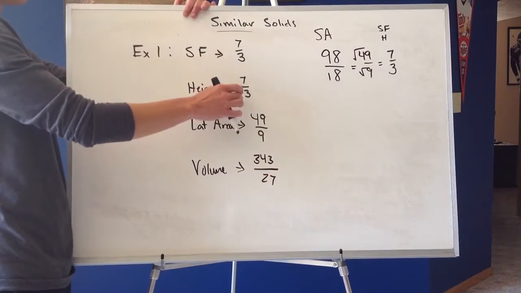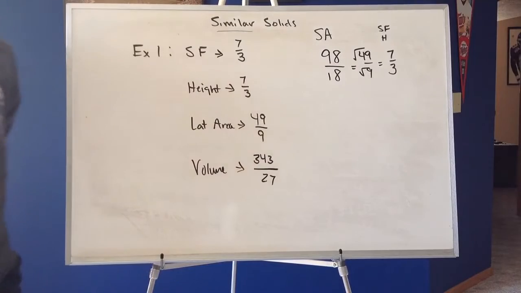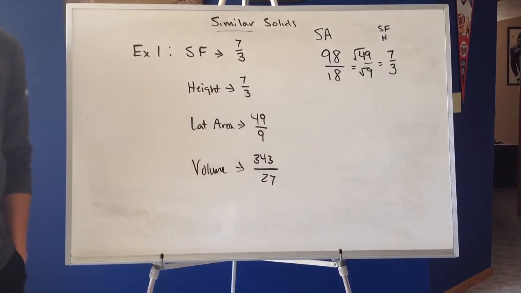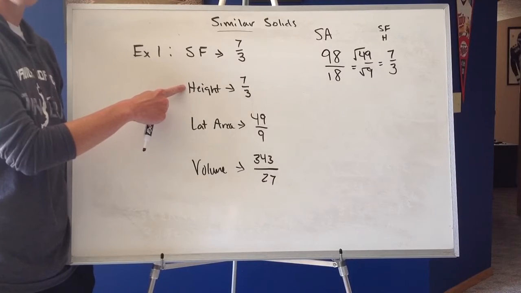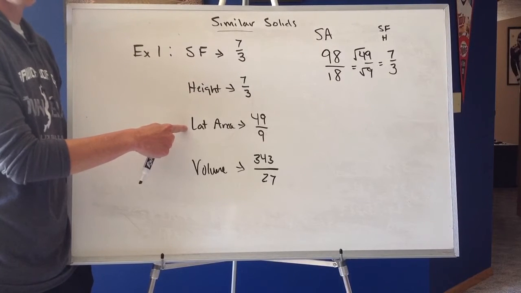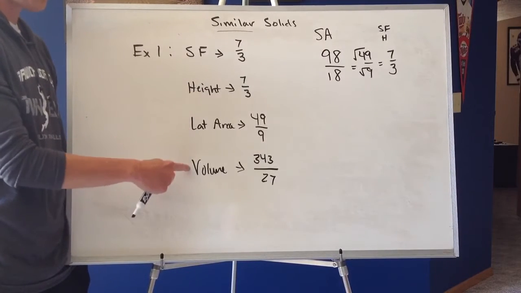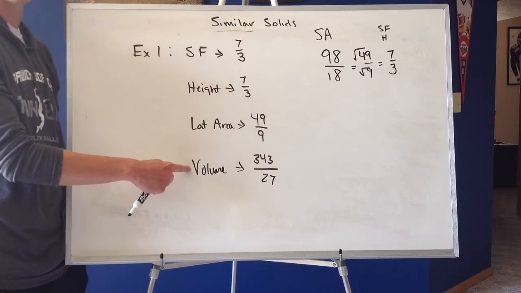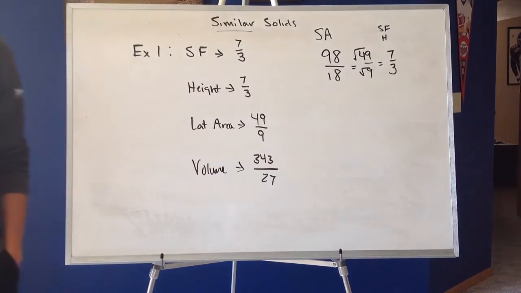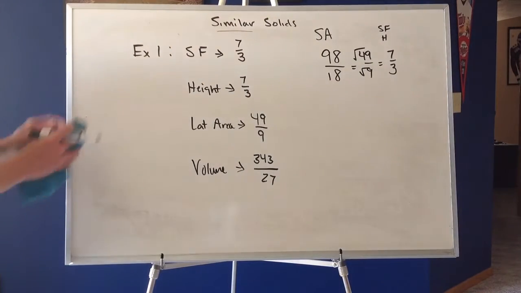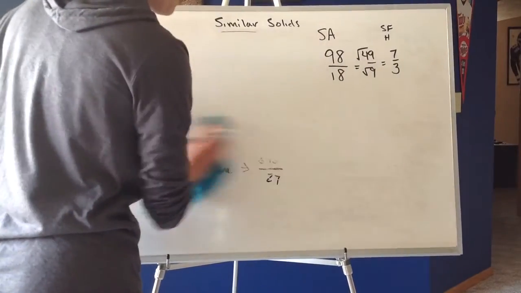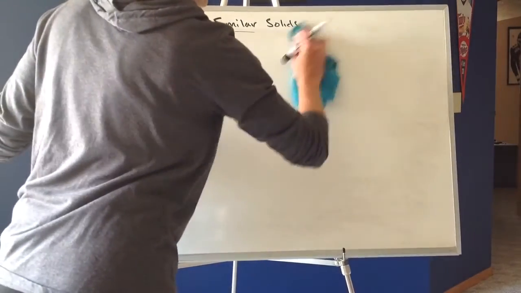So these are the ratios I would use if I was going to set up a proportion. If I was setting up a proportion dealing with height, I would use this one. If I was doing a proportion with area, I would use this one. If I was doing a proportion with volume, I would use this one. So you have to pay attention to which one you should be using depending on which dimensions you're working with, whether it's one-dimensional, two-dimensional, or three-dimensional.